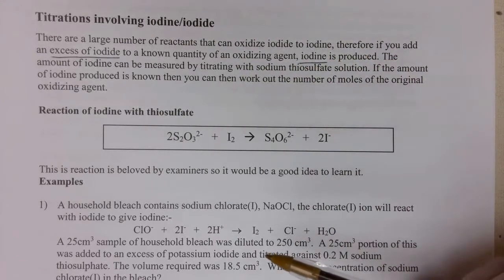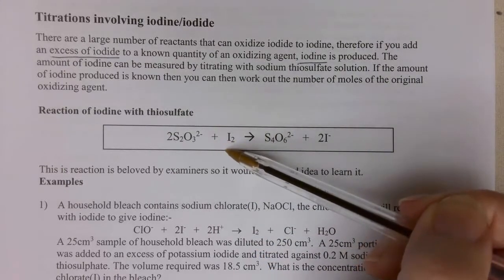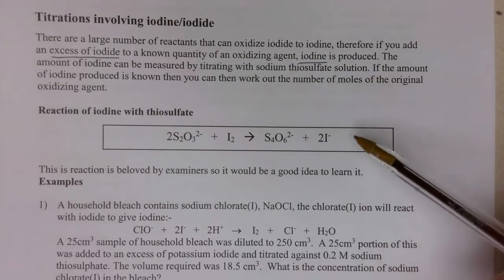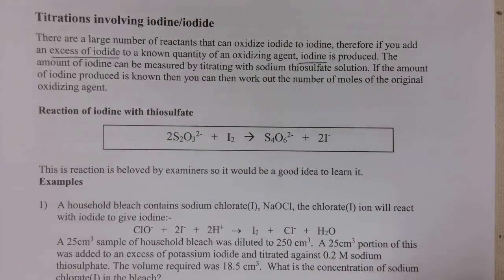We then do a titration with sodium thiosulfate. What the thiosulfate will do is measure the amount of iodine that has been made, and we can then work backwards to work out the amount of our oxidizing agent we needed to start with. Now this equation comes up a lot, this reaction of thiosulfate and iodine. You also might remember it from the iodine clock reactions we did in kinetics. So it's a really useful reaction to learn.